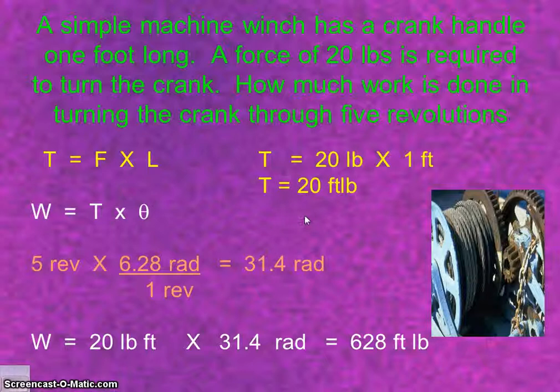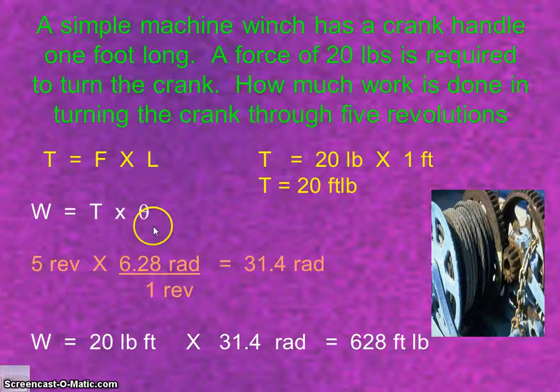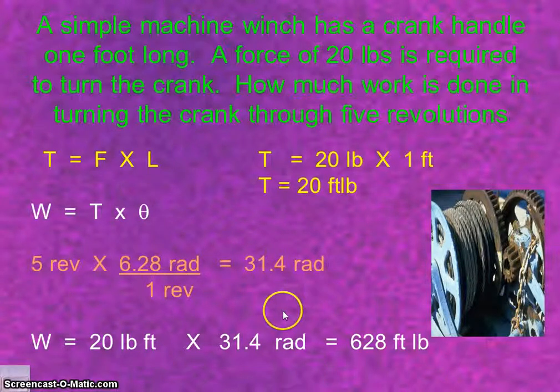And then the next thing you have is work equals torque times theta. Before you can do that, you take the 5 revolutions and multiply it by 6.28 radians per revolution. Revolutions cancel out. Radians is going to be your unit. 5 times 6.28 is 31.4 radians. Once you have that, you take torque times your theta. So 20 pound-feet times 31.4 radians is 628 foot-pounds.